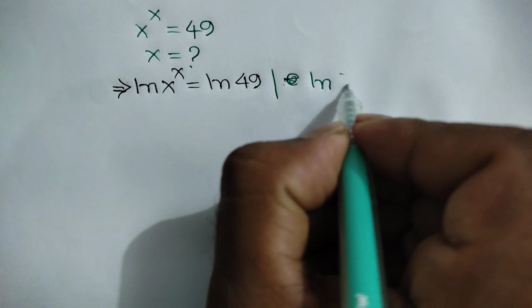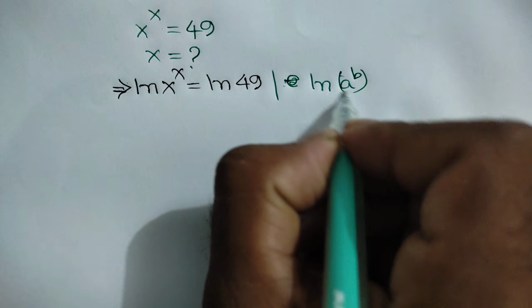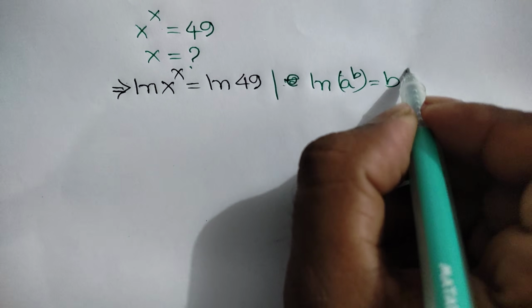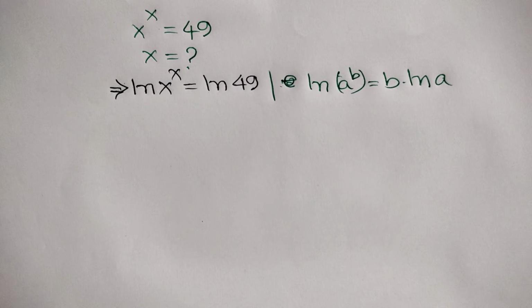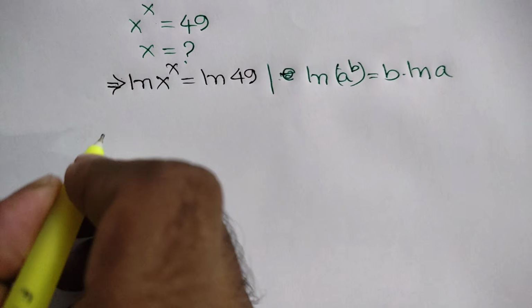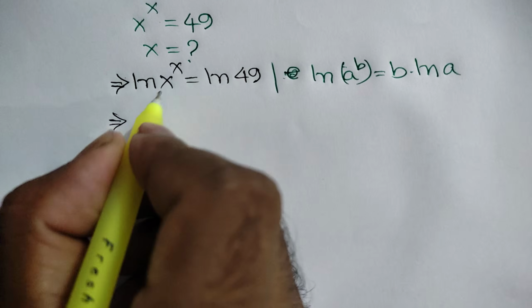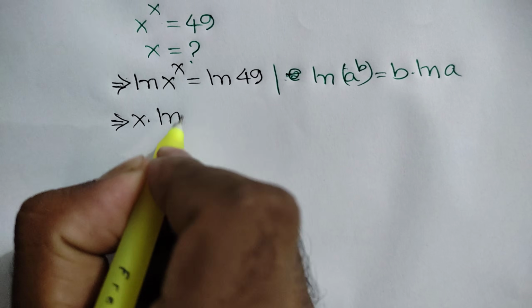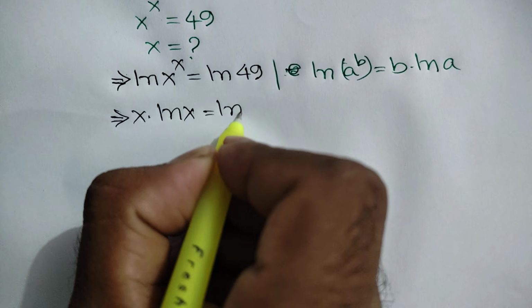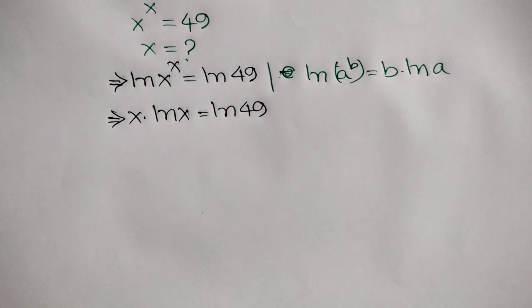Now we know that ln of a to the power b is equal to b times ln of a. So applying this rule, we can write x times ln of x is equal to ln of 49.